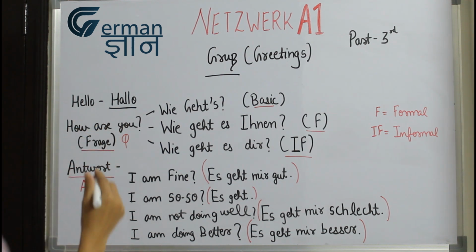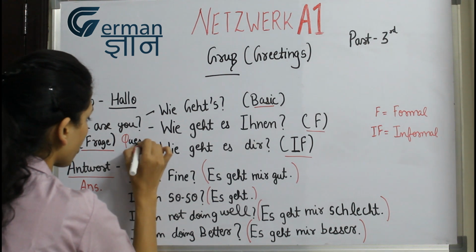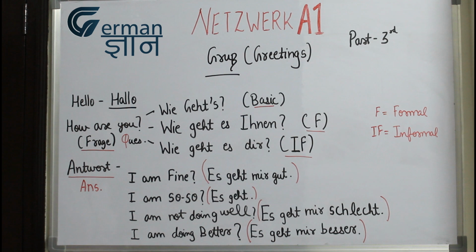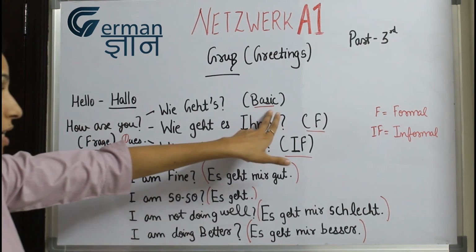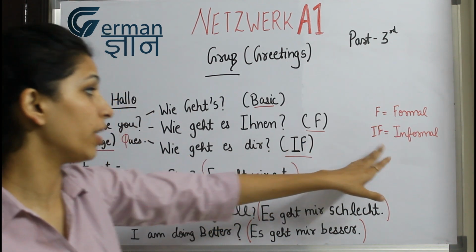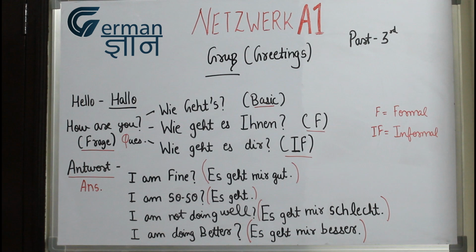Frage is a question. You can say question. So frage. So how are you? And the how are you phrase we can ask in 3 ways. One is the basic, one is F, and one is IF. F means formal and IF means informal. So we have 3 forms to ask this question.